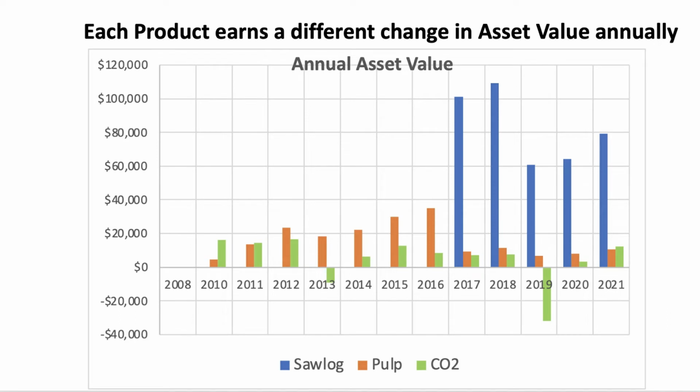Okay, so applying those prices to the growth and the amounts before, what we're looking at here is how much does each product earn as an asset? The saw logs, the pulp and the CO2. Well, the saw logs don't kick in until roughly 10 years in because they haven't got big enough yet to be worth a saw log.